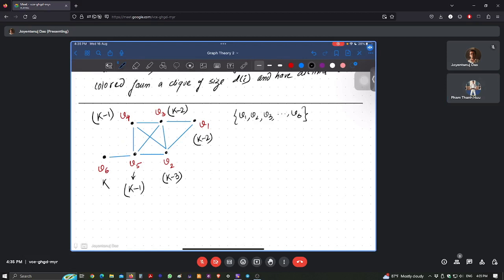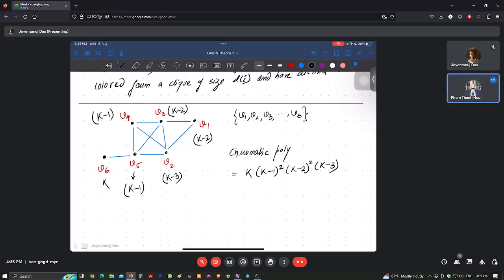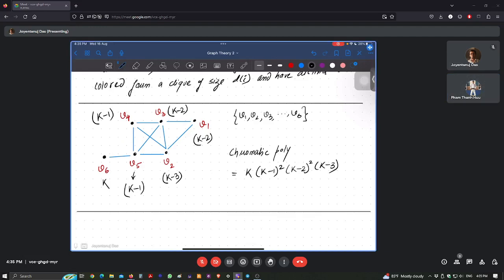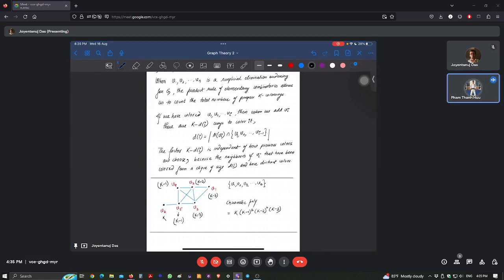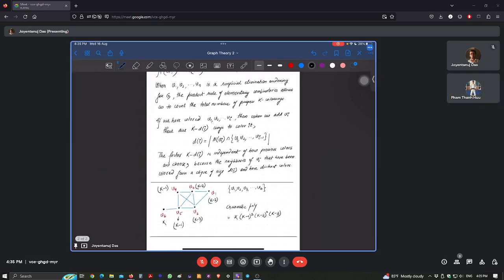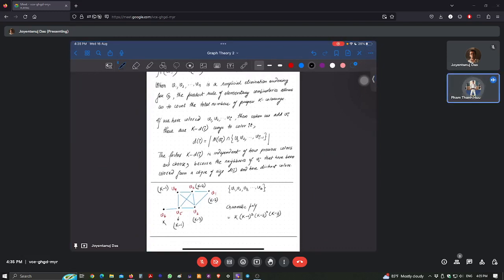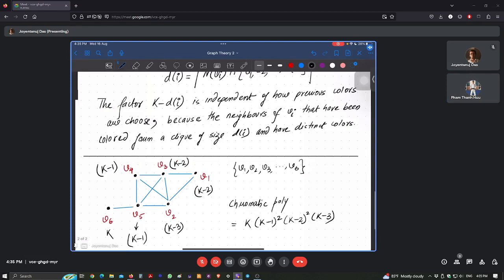So from here we can reconstruct the graph, and hence the chromatic polynomial is k into (k minus 1) square, (k minus 2) square, (k minus 3). So this gives me the chromatic polynomial. So the simplicial elimination ordering helps us to find the chromatic polynomial of a graph. But k minus di, when we use k minus di, let us check.